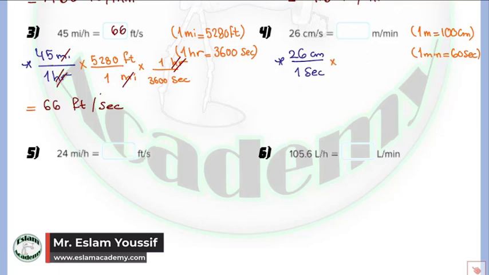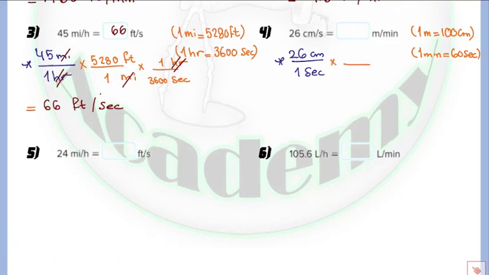multiplied by. We just need to replace the centimeter with meter. The centimeter will be written down, and the meter will be up. We know that 1 meter is equal to 100 centimeters. Times, we just need to replace the second with minute. We just write the second up, and the minute will be down. We know that 1 minute is equal to 60 seconds. By solving the question, you will find that the answer will be equal to 15.6.